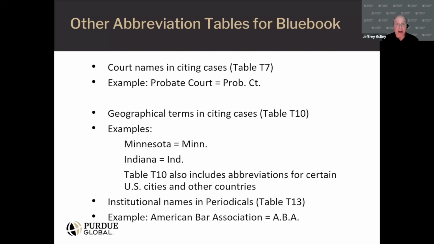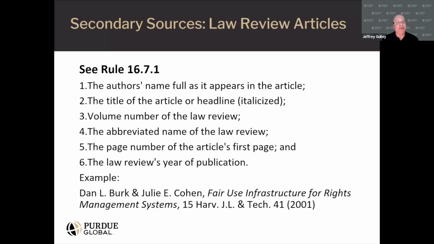Institutional names and periodicals are found in Table T13. So that may not be something you use frequently, depending on what kind of research you're doing. But for example, how you abbreviate the American Bar Association, you'd probably guess ABA. However, if a journalist was writing an article about the ABA, they would probably just write ABA. But Bluebook says if you're citing to it, you better put a period after every letter, right? So very, very specific there. That's what Bluebook is all about. Details for the details.